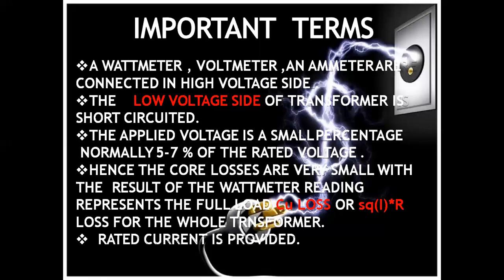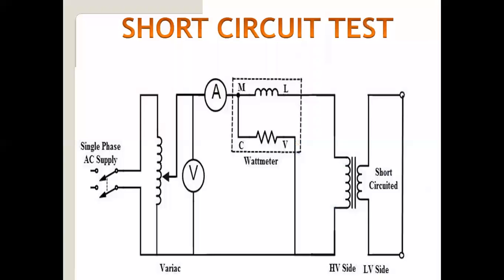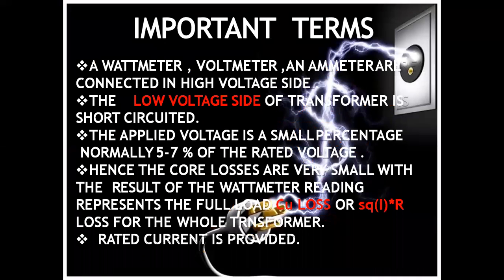So the applied voltage is a single phase voltage, from a single phase AC supply with the help of a variac or an auto transformer, and it is 5 to 7% of the rated voltage. So the core losses are very small, with the result that the wattmeter reading only represents the full load copper loss, that is the I square R loss of the whole transformer, given at the rated current.